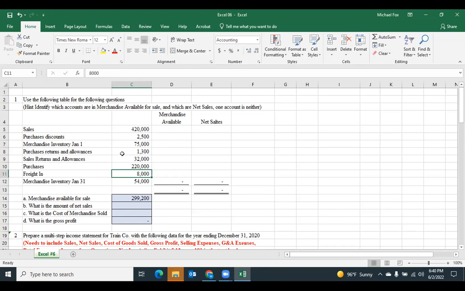Our net sales, similarly, this one I kind of feel like I'm cheating because you have the same numbers as me, whereas on the other one I can show you the numbers because they're all different, but just to show the process here. Net sales is just going to be our sales minus any sales returns and allowances. Sometimes it'll be sales minus sales discounts and minus sales returns and allowances. I don't see any sales discounts on this one.